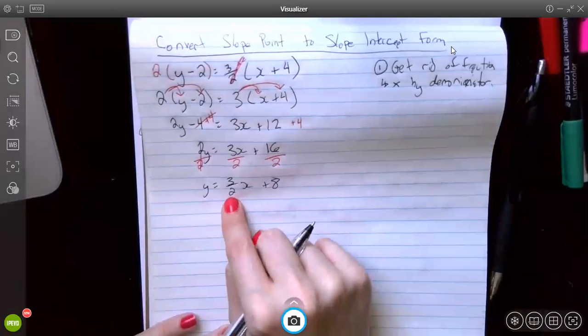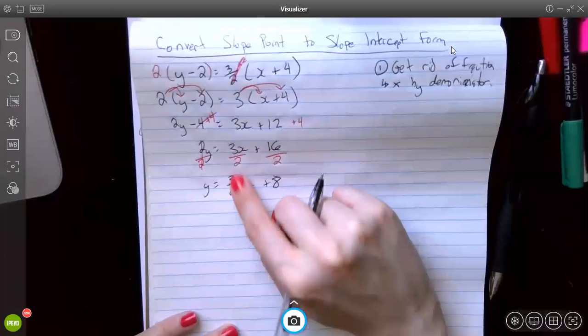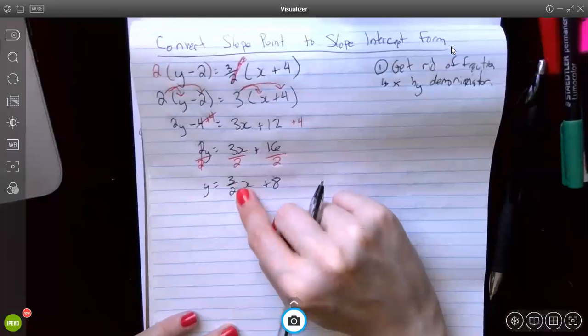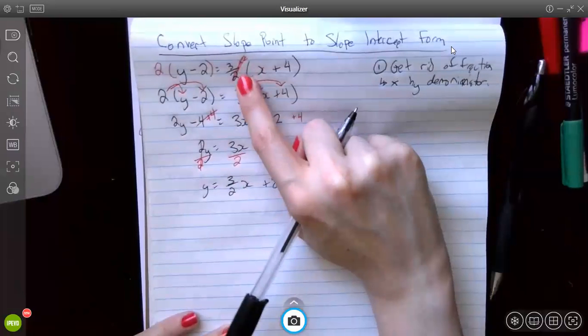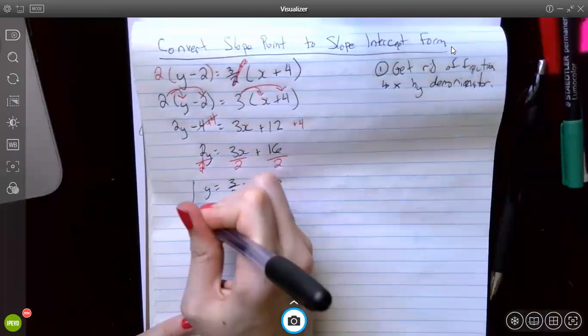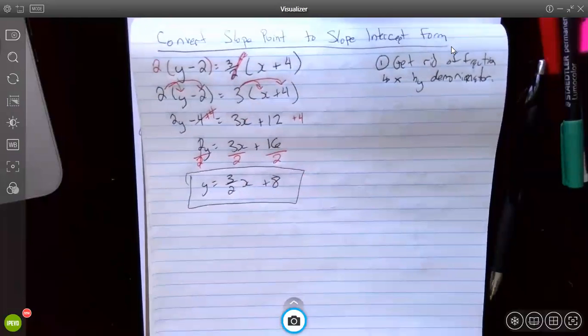Remember, you always want to keep your m value as a fraction. And when you do this, the fraction that you have for your m value in your final answer should be the same fraction you started with for your m value. Okay? So that's it. That is how you convert slope point form to slope intercept form.